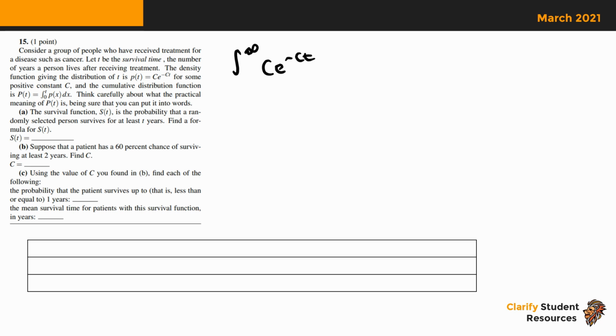I'm going to change the variable so it's not confusing. And basically what we're going to be left with is 0 minus e to the negative cx. Sorry, I missed my sign here. So this is basically going to be e to the negative cx.